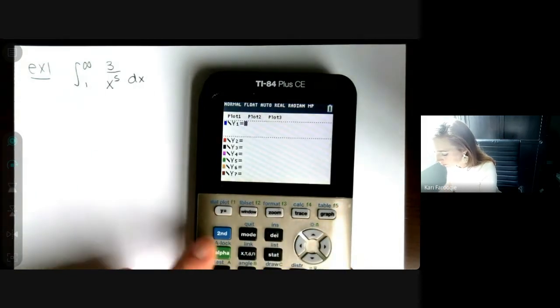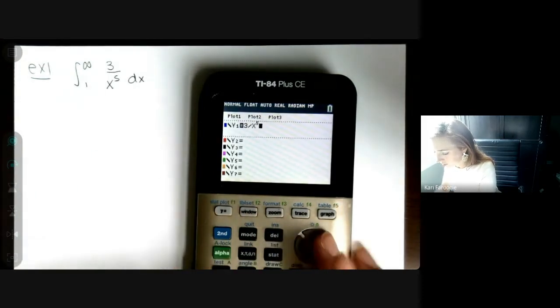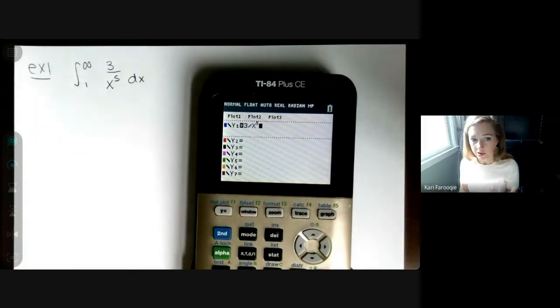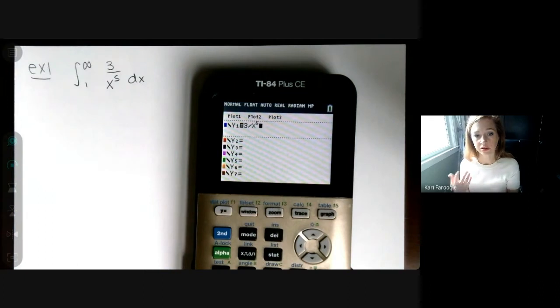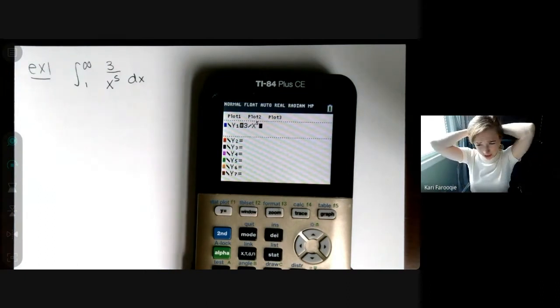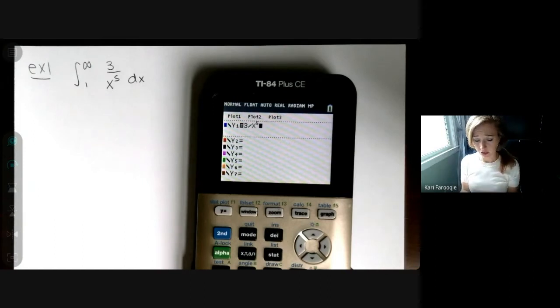All right, so you'll go 3 divided by x to the 5th. And remember that what we're doing when we're integrating, when we have upper and lower limits of integration, is we're really thinking about the area under the curve. So you might be wondering, how could we possibly get a value for the area under the curve if our upper limit is infinity? Wouldn't it just go on forever? In some cases, it will. And in other cases, your area is actually going to converge to a value.